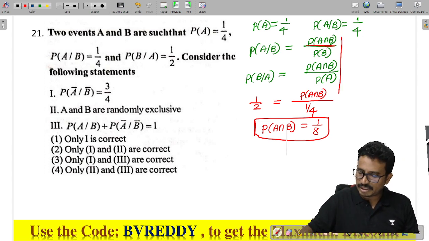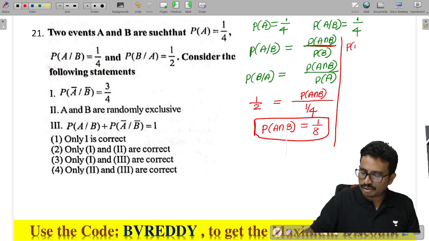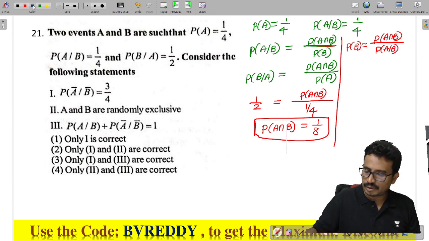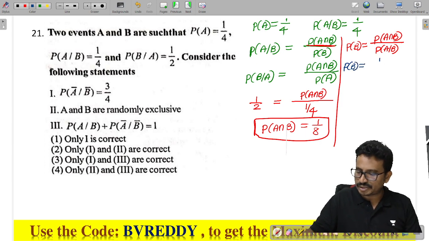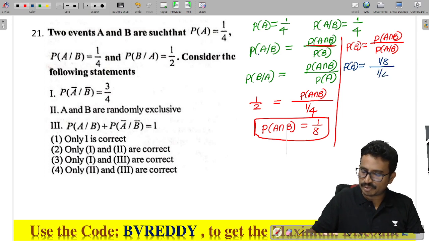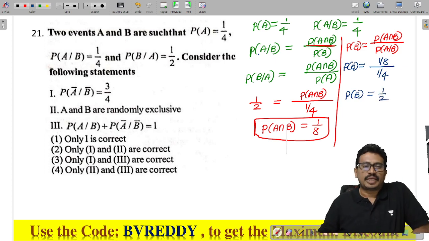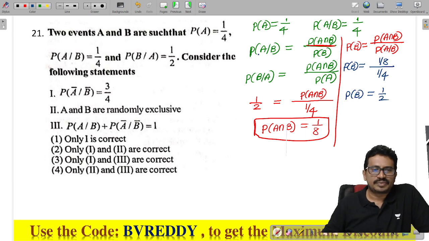So from these relations, what I can say now is P of B, which is given as P of A intersection B by P of A given B. So you are telling me now here P of B is equal to P of A intersection B, which is 1 by 8, by P of A given B, which is 1 by 4. So then P of B is nothing but 1 by 2. Right, now let's see the options one by one.